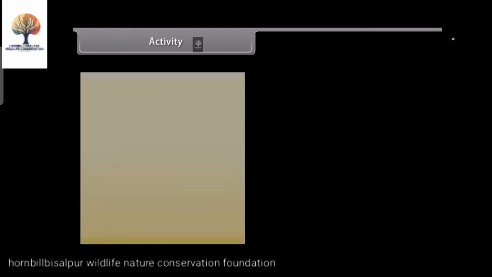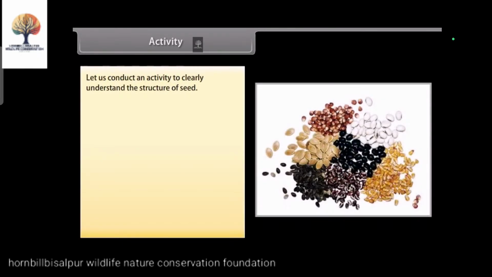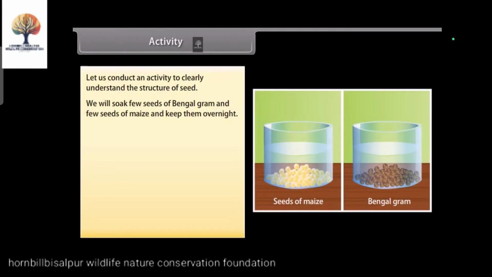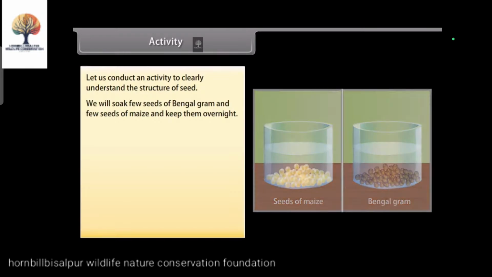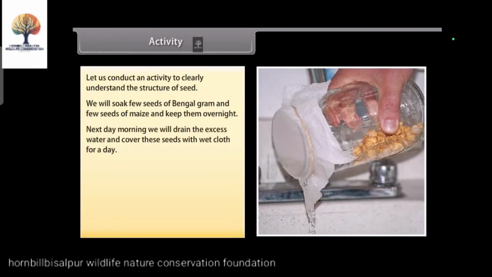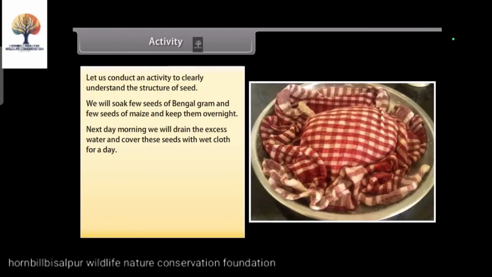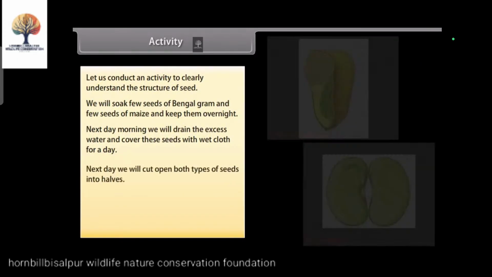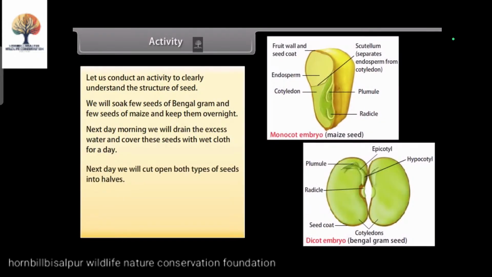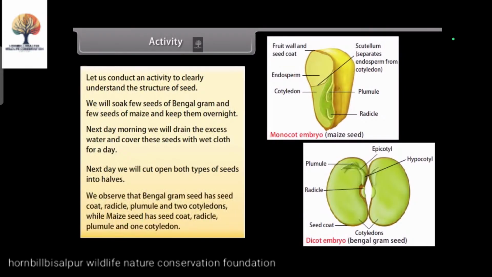Activity. Let us conduct an activity to clearly understand the structure of seed. We will soak a few seeds of Bengal gram and a few seeds of maize and keep them overnight. Next day morning, we will drain the excess water and cover these seeds with wet cloth for a day. Next day, we will cut open both types of seeds into halves. We observe that Bengal gram seed has seed coat, radicle, plumule, and two cotyledons, while maize seed has seed coat, radicle, plumule, and one cotyledon.